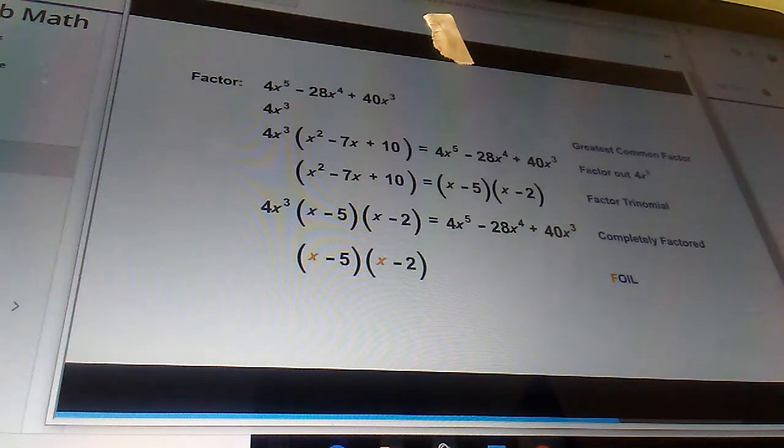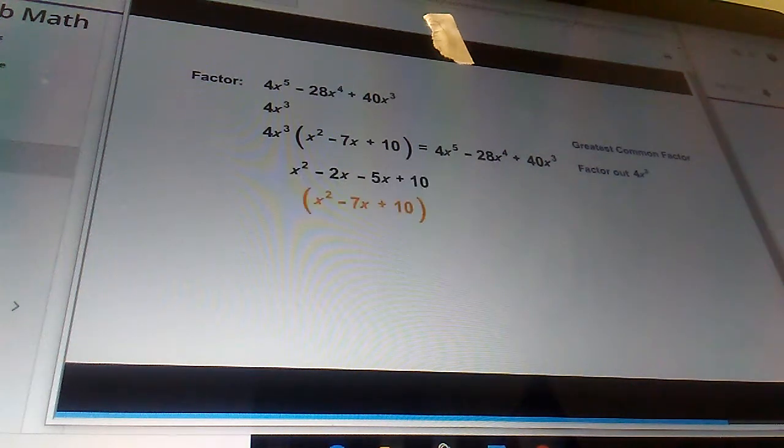First, x times x. Outside, x times negative 2. Inside, negative 5 times x. Last, negative 5 times negative 2. To multiply the binomials x minus 2 by x minus 5. After performing the FOIL method, we have x squared minus 2x minus 5x plus 10. To continue, we combine like terms to get the original trinomial x squared minus 7x plus 10.